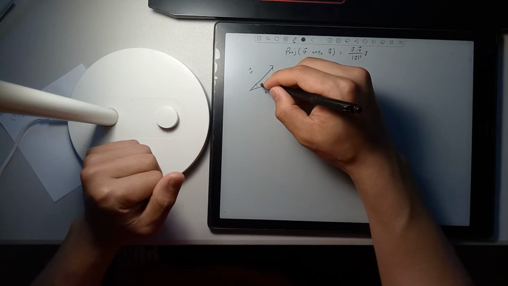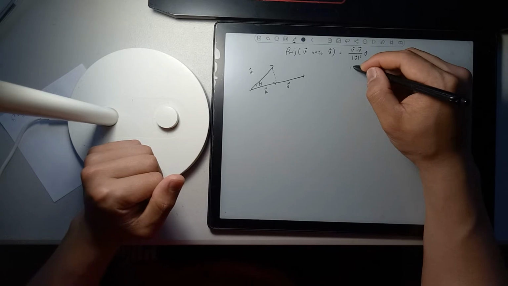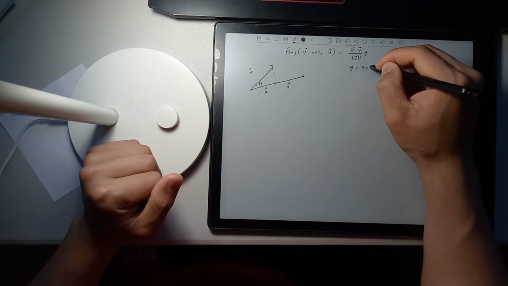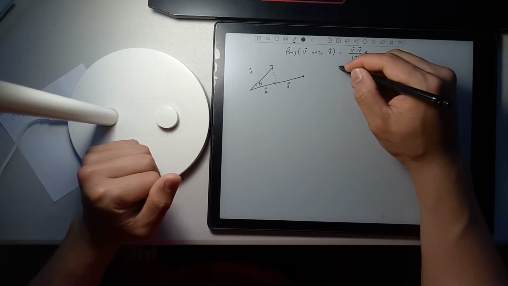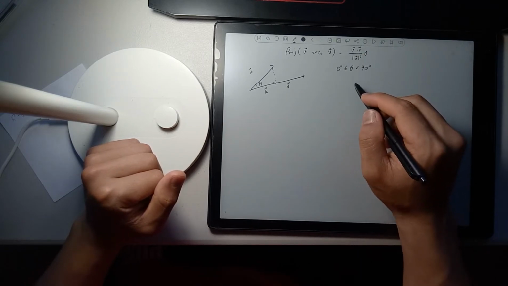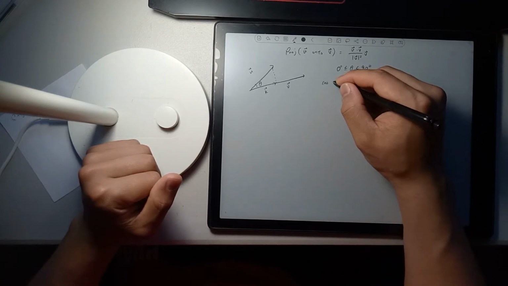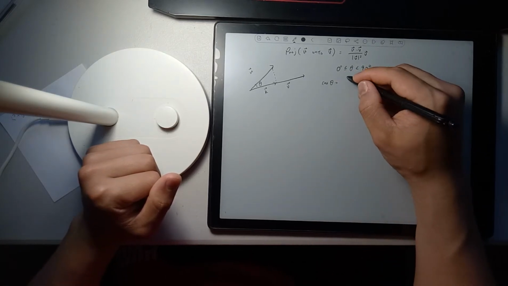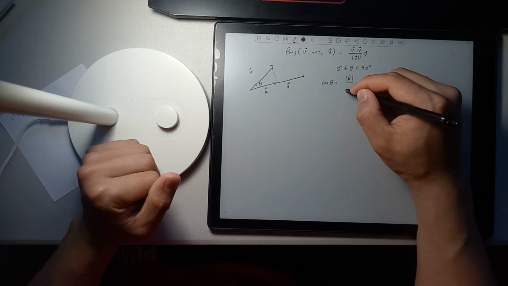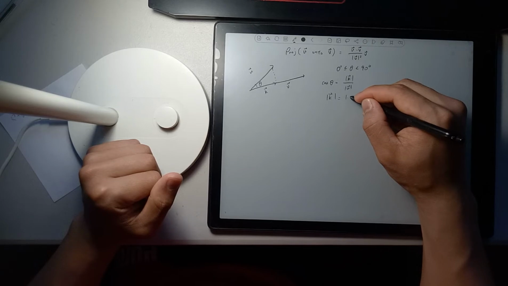Let's let the angle between u and v be theta. We'll have to consider three cases: when theta is acute, when theta is obtuse, and when theta is equal to 90 degrees. We'll first look at the case where theta is acute. If we want to find the magnitude of k, we can use this relationship where cosine theta is equal to the magnitude of k over the magnitude of u. So the magnitude of k is equal to the magnitude of u cos theta.